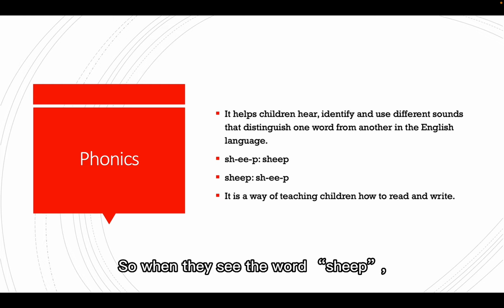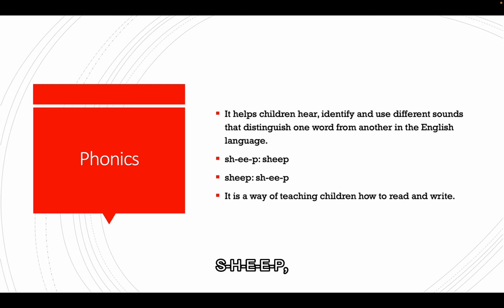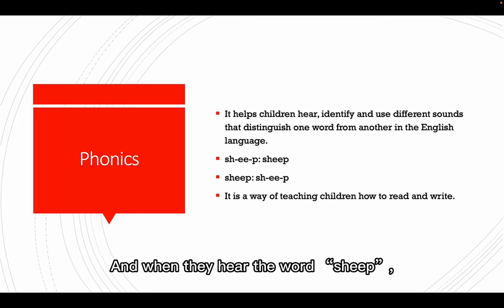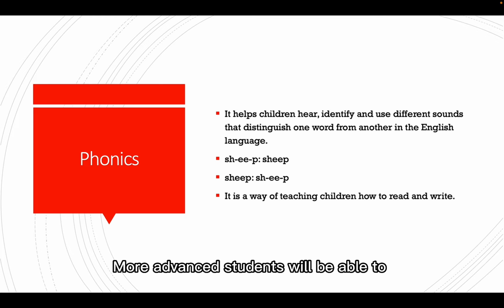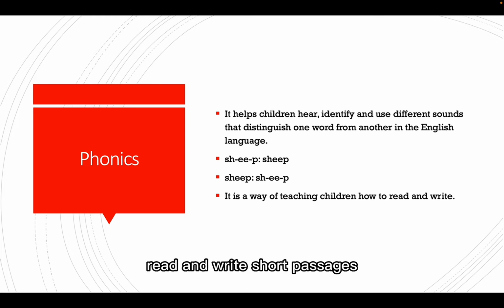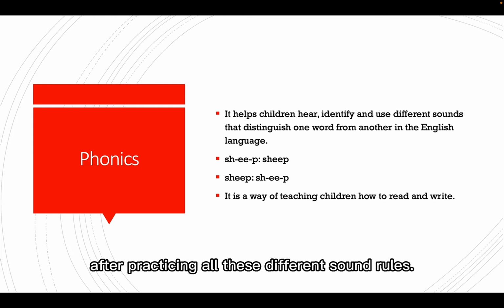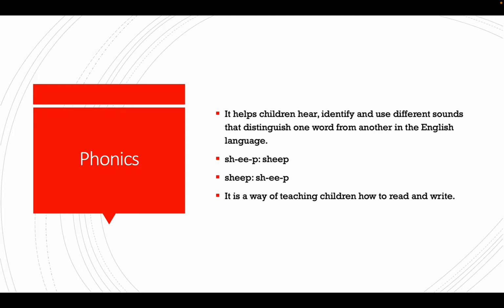So when they see the word sheep, they'll be able to say it: sheep. And when they hear the word sheep, they'll be able to spell it out: S-H-E-E-P. Phonics is a way of teaching children how to read and write. More advanced students will be able to read and write short passages after practicing all these different sound rules.